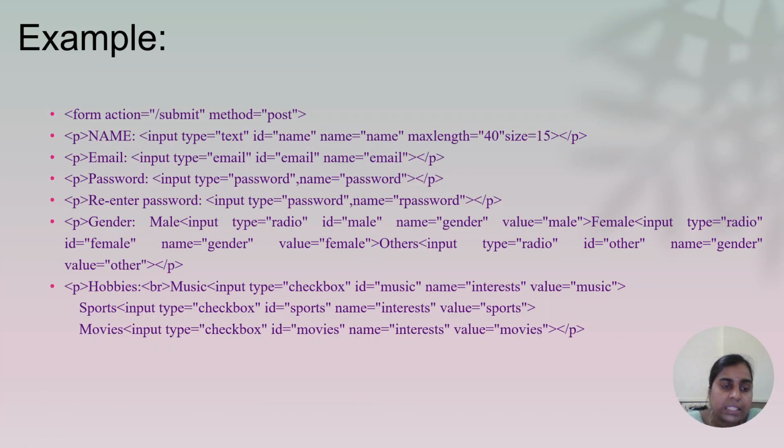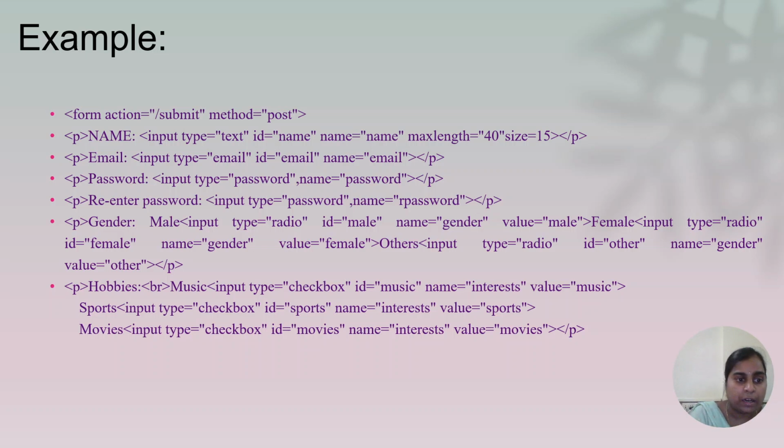It must start with the form tag. Then here we are performing an action, the submit. Then here we are using the method post, so I am posting my details via a form. Then here I am taking the paragraph tag. You can use the label tags to label the elements like name, email, password, re-enter password or gender.